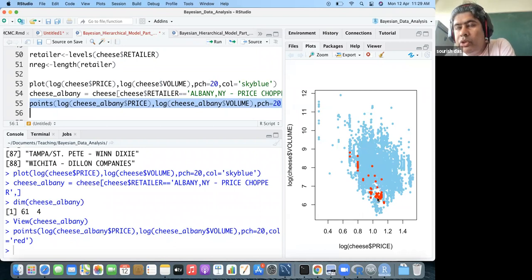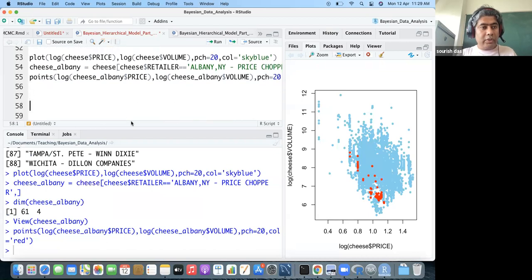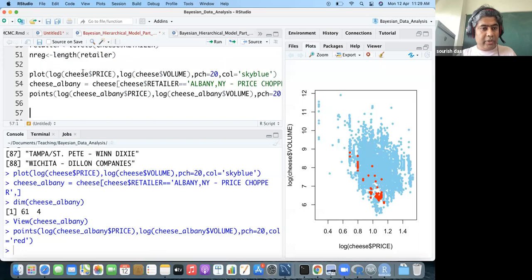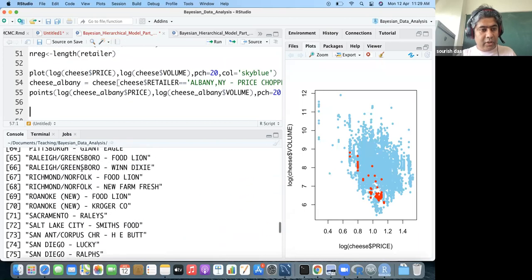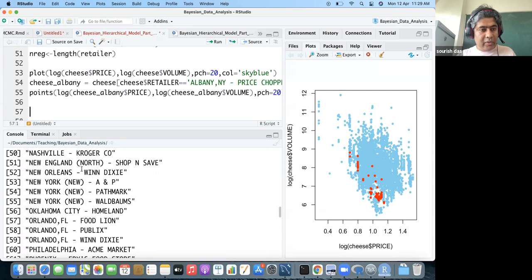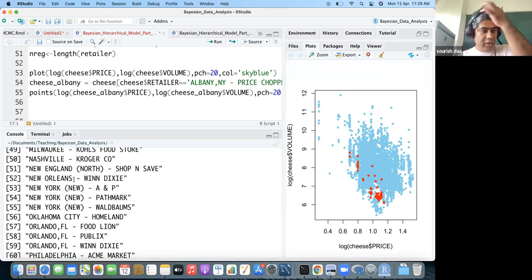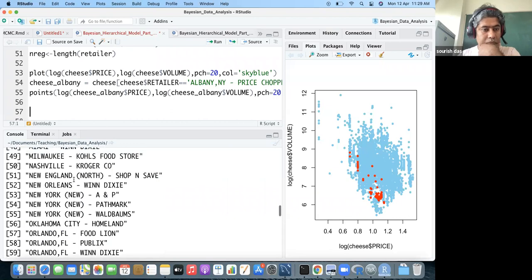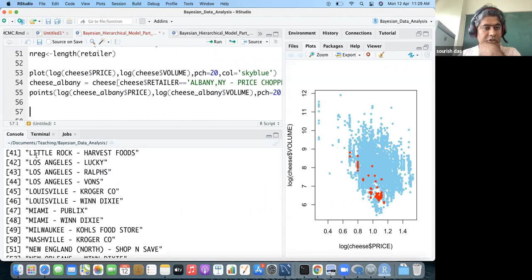Okay. Albany, New York. It's a comparatively smaller town. Now, if I take, say, a slightly larger town, clearly I can see that there is some sort of negative behavior in log scale. Now, let me see what we have. Slightly bigger one, maybe Los Angeles. Lucky. Okay, this one.